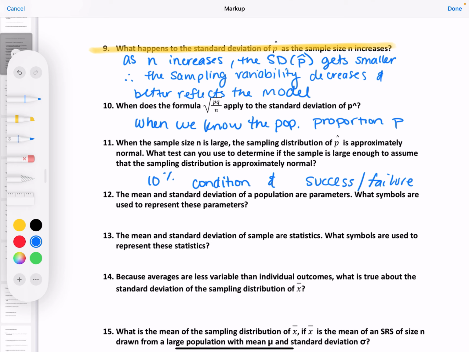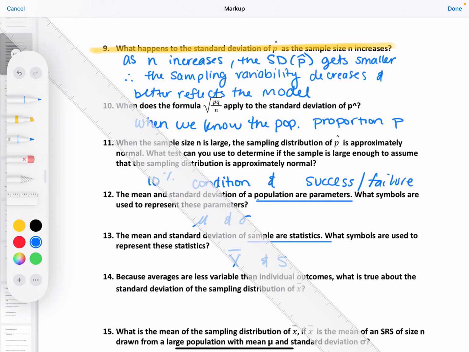The mean and standard deviation of a population are parameters. So I underline that. What symbols are used to represent these parameters? It would be mu and sigma. Then the mean and standard deviation of a sample are statistics. What symbols are used to represent these? And that would be X bar and S. And you'll need to know both of those.